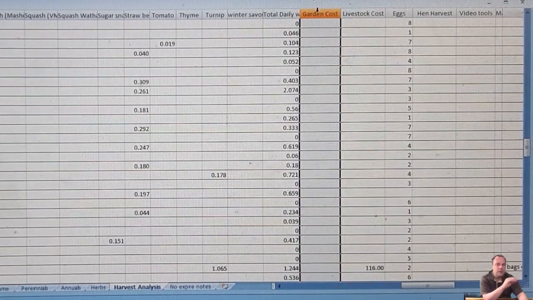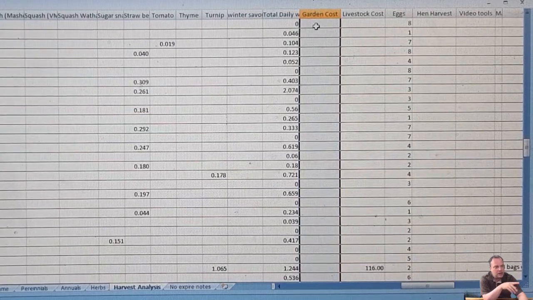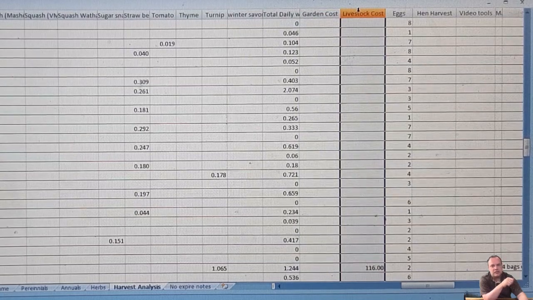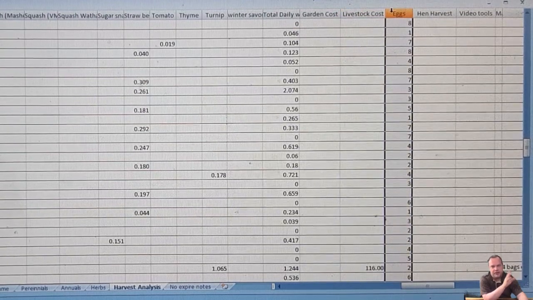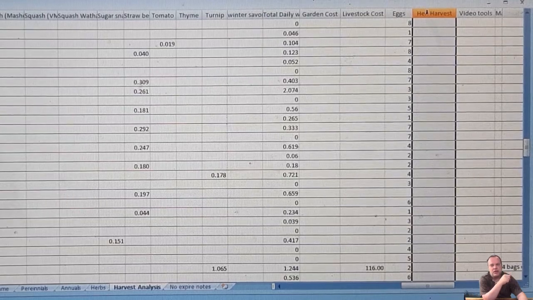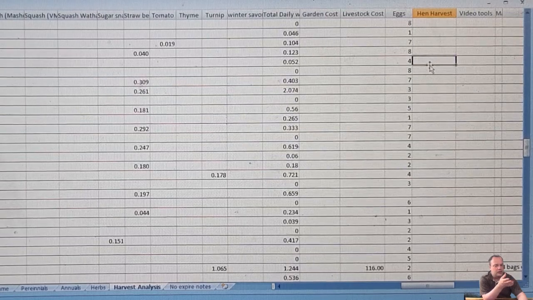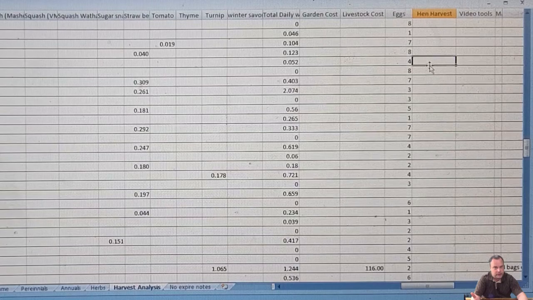This garden cost, that's if I buy seeds, if I buy garden tools, if I buy soil, anything like that goes in the garden cost for that day. Livestock costs, anything I buy for the hens, if I have to buy a feeder, if I have to buy hens feed, if I have to buy something to build their pen, that kind of thing, that'll go under livestock cost. And then how many eggs I get from the hens per year. Hen harvest, now that'll be if I take a hen and I slaughter a hen, then once I got it cleaned up, I'll weigh it and I'll put the carcass weight in that day and calculate its value according to the current value if you were buying a chicken in the store. And notes, of course, self-explanatory.